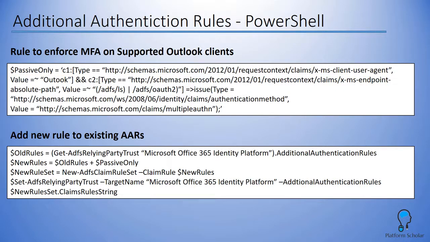In order to add this rule to the current additional rules for the relying trust, we first have to set a variable to the existing additional rules for the relying trust. Then we'll append or concatenate our new rule to the end. Then we'll create a new rule set based on this string. This line isn't completely necessary, but it will throw an error if the rule format is wrong, and I'd rather it happen here than when trying to update a live setting in production. Finally, we call the set ADFS relying party trust command to set the additional authentication rules to a variable that now represents the previous existing rules plus our new one.